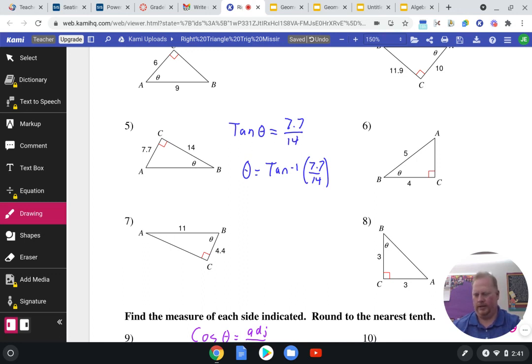So second tangent, 7.7 divided by 14. And I get 28.8. So rounded to the nearest whole degree would be 29 degrees. All right. So keep in mind, the only time that you use the inverse of any functions is if you're trying to find an angle. If you're trying to find a length, do not use your second button and your sine or cosine button. All right, it's only when we find angles that we use that.